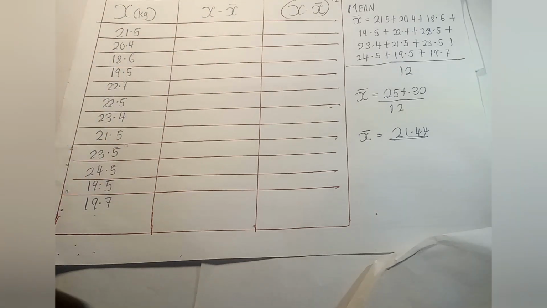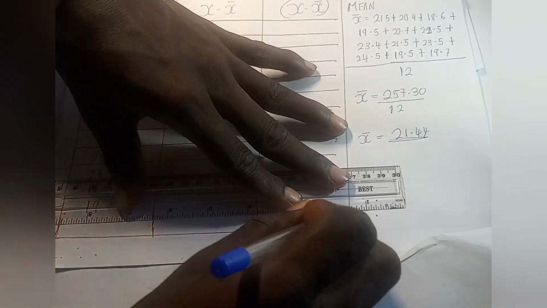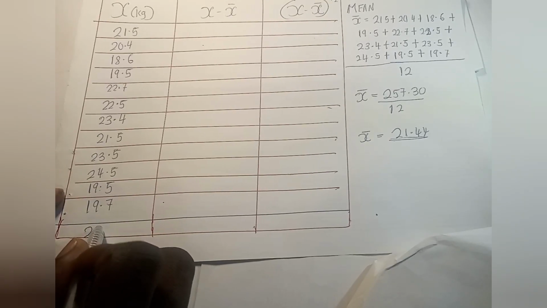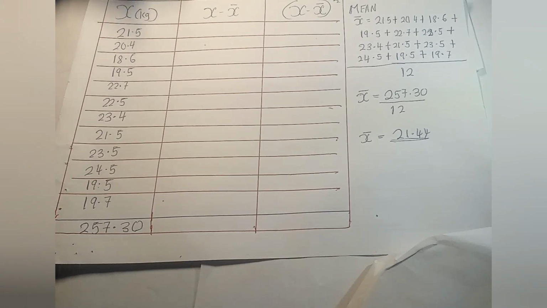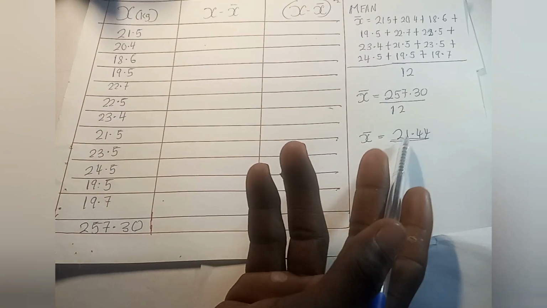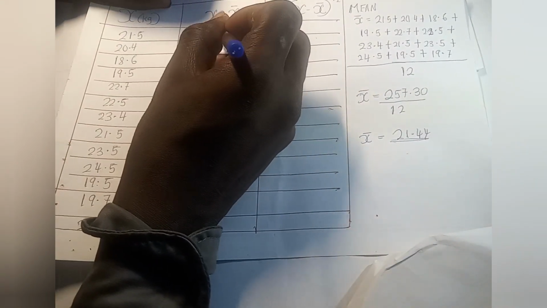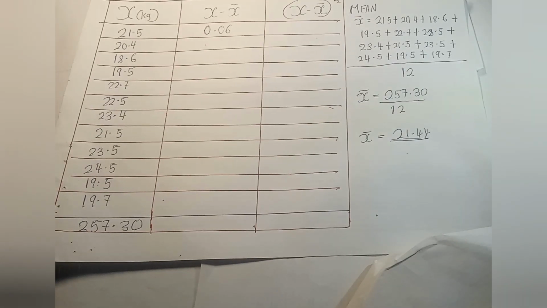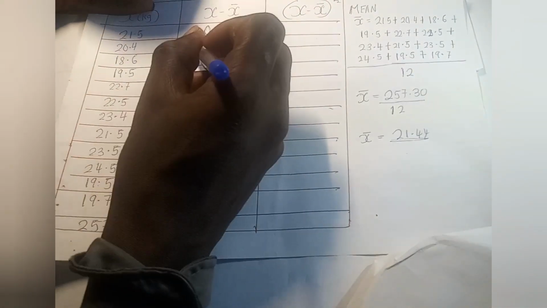Since I have known my mean, I can easily get the value of x minus x bar. Since I know the value of x and I know the value of mean, I can easily get it. So let's get back to the question. Now if I want to get the value of x minus x bar, this is my x, this is my x bar, which is 21.44. So for this one, 21.5 minus 21.44, I have 0.06. That's the first value. So the second one, 20.4 minus 21.44 is minus 1.04.